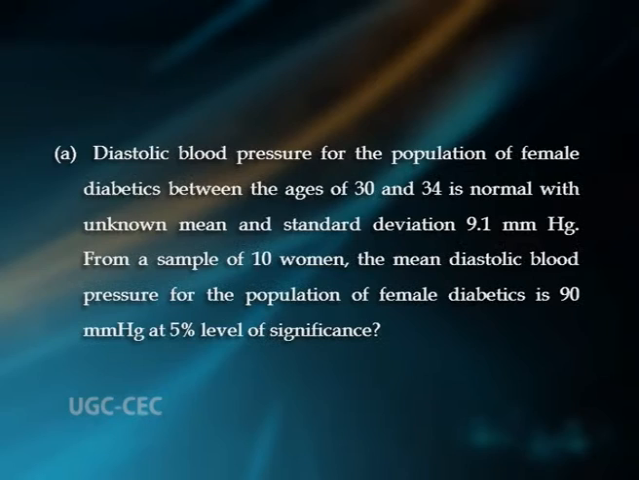Please try to answer the following questions. 1. Diastolic blood pressure for the population of female diabetics between the ages of 30 and 34 is normal with unknown mean and standard deviation 9.1 millimeter of mercury. From a sample of 10 women, the mean diastolic blood pressure is found. Test whether the mean diastolic blood pressure for the population of female diabetics is 90 millimeter of mercury at 5% level of significance.